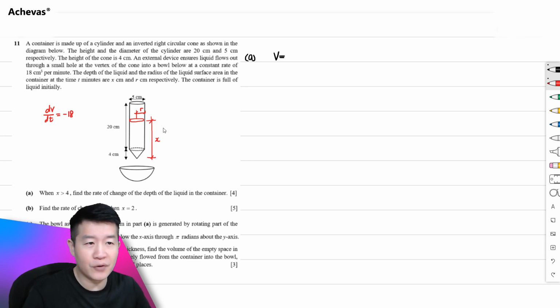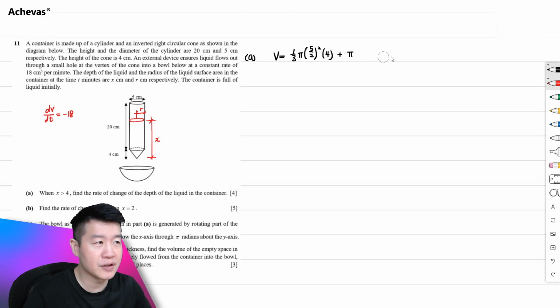So I'm going to try to relate volume to x. If I were to relate it back to x, it is going to be the volume of the cone, and the volume of the cone is fixed because the height goes beyond the cone. So this will be 1 over 3 pi r square h. R is 5 over 2, h is 4. This is the volume of the cone, then plus the volume of the cylinder, which is pi r square height. Height is going to be x minus 4.